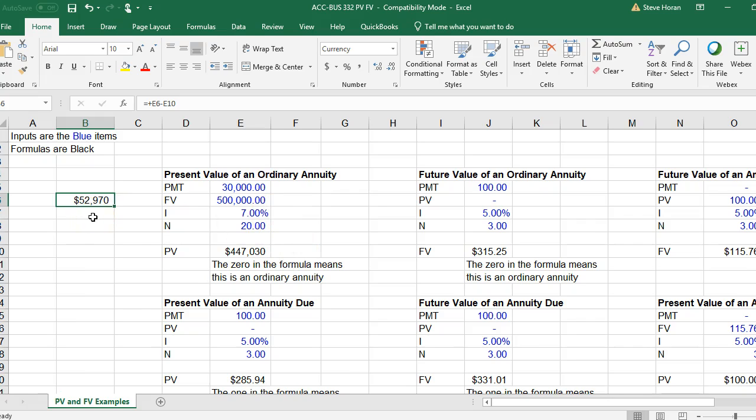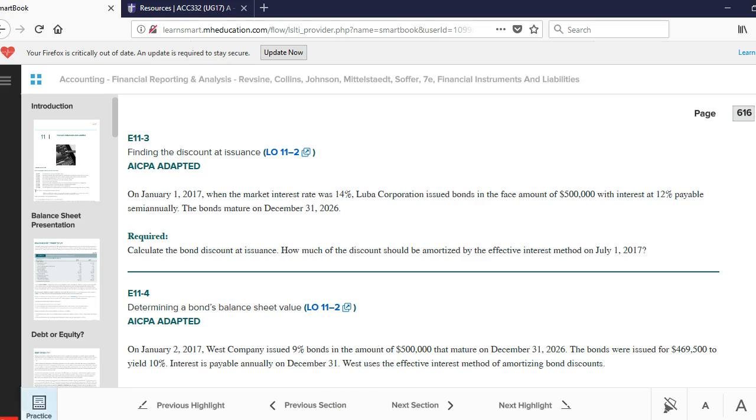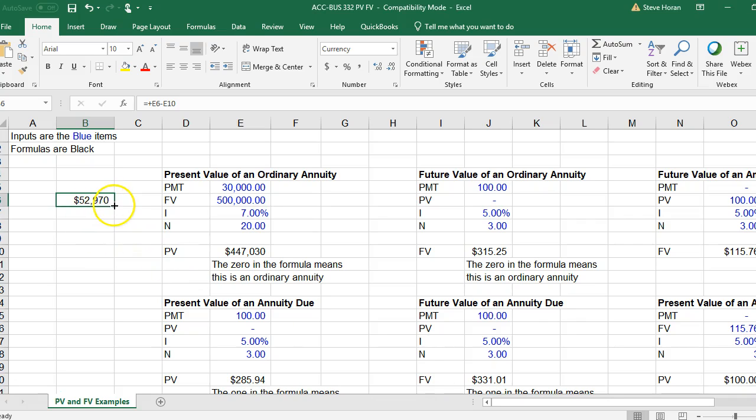So then the next part of the question is, 6 months later, how much amortization is there? Let's go back to the question. Six months later, this is question 3, how much of the discount should be amortized using the effective interest rate method? So let's go to the date of July 1, 7/1/17. That's 6 months after the bond was issued on January 1 of 17.